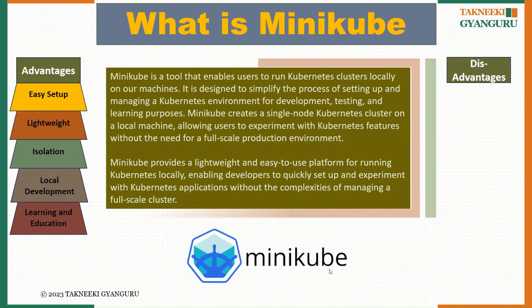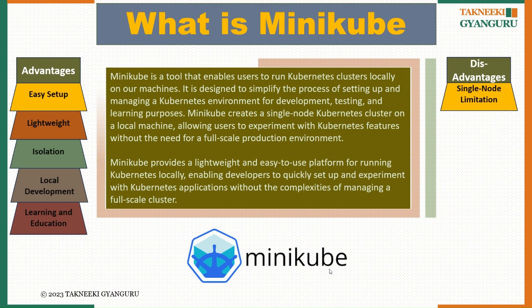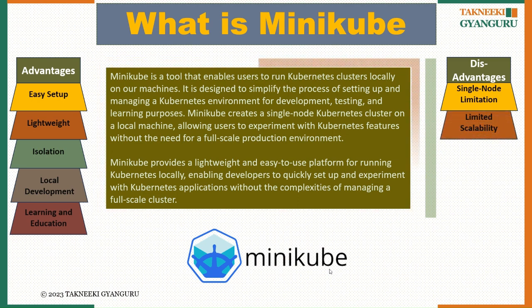The other thing is the disadvantages. What are the disadvantages? A single node limitation means it should be installed on a single node. So if you want to scale across different nodes, that is not possible because it will be a one-node installation. Limited scalability, as I said, you can't scale out to multiple nodes, right? It should be limited to your pods, right? Pods we have already discussed in our previous video, you can go and watch.